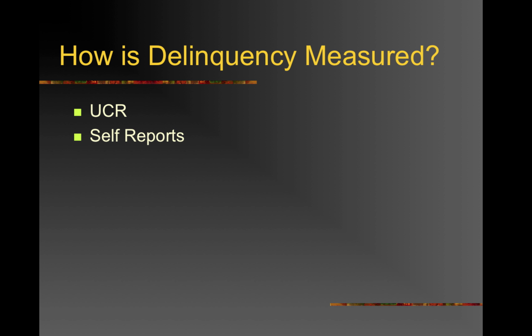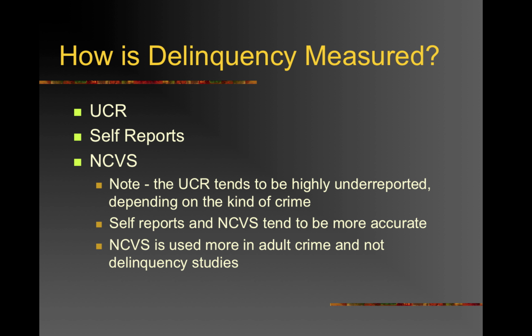Self-reporting studies, when done properly, meaning that they assure confidentiality, and also the National Crime Victimization Studies, are believed to be much higher than the UCR regarding accuracy. But just so you know, the NCVS tends to be used more for assessing trends in adult crime. One shortfall of the NCVS for juvenile studies is that the person reporting the crime doesn't always know the age of their perpetrator. Now I'll talk a little bit over the next couple of slides about each of these types of studies.